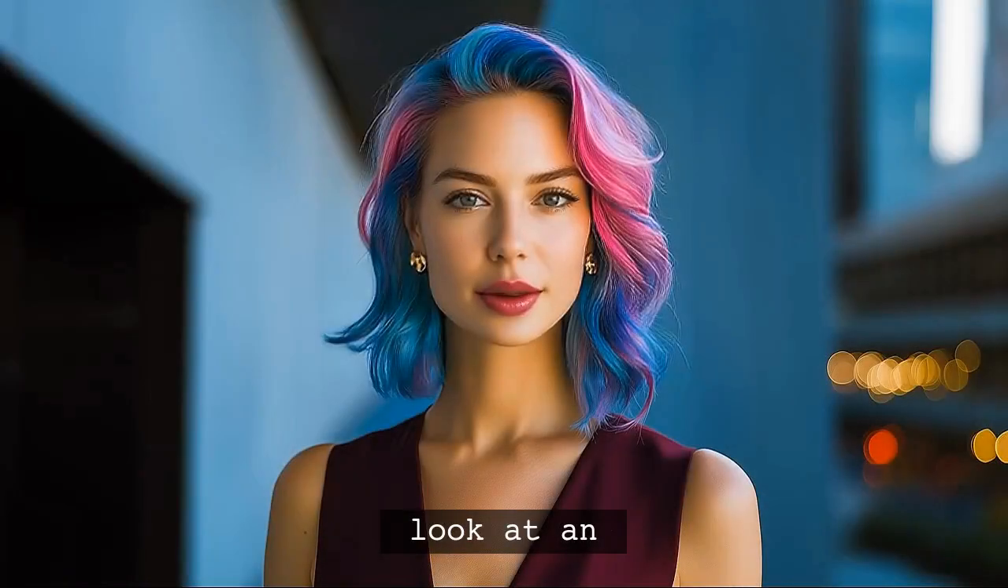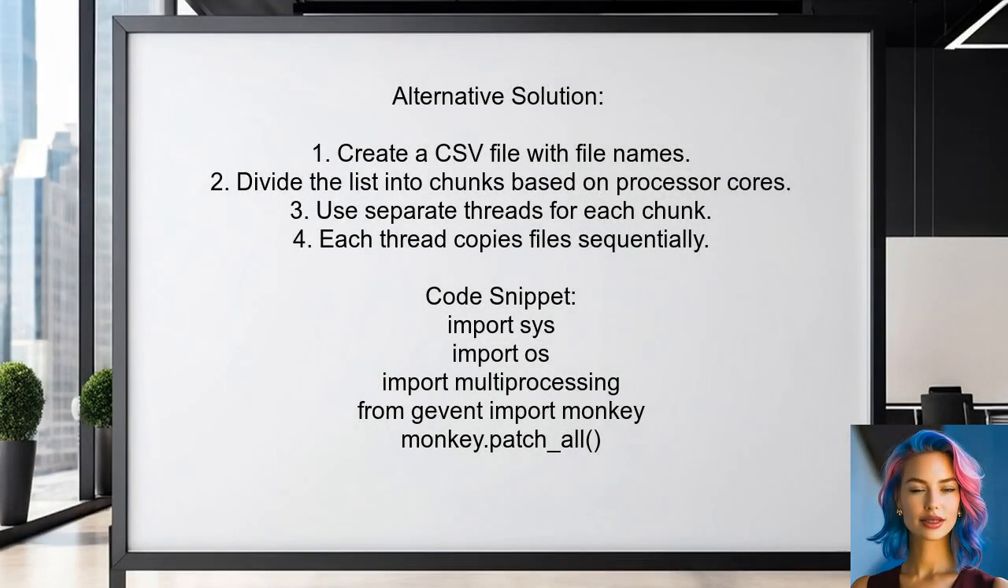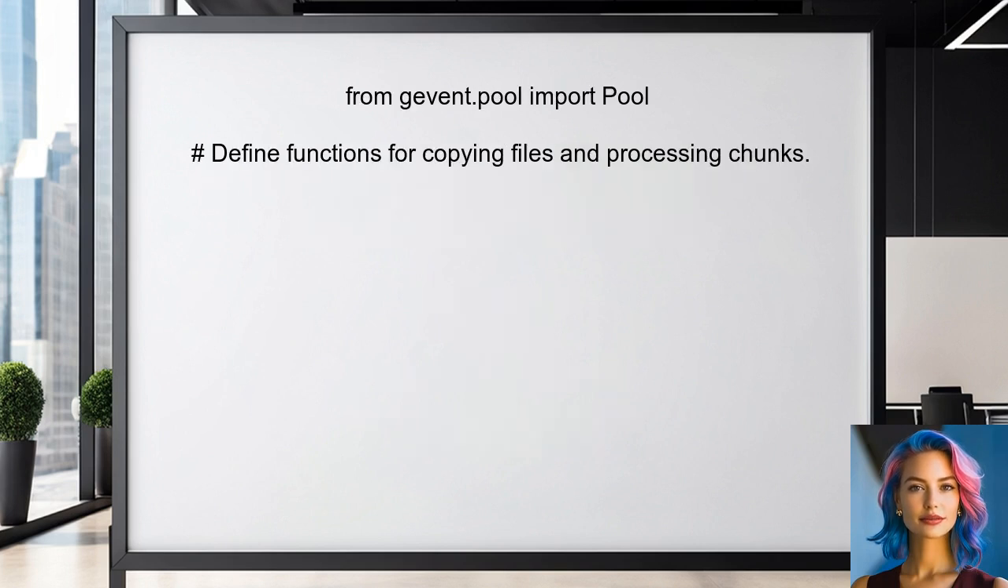Let's take a look at an answer from another user. An alternative approach to speed up file copying is to use gevent in Python. First, create a CSV file listing all the files to be copied. Then, divide this list into chunks based on the number of processor cores available. Each chunk is processed by separate threads, which read the file names and copy them sequentially.